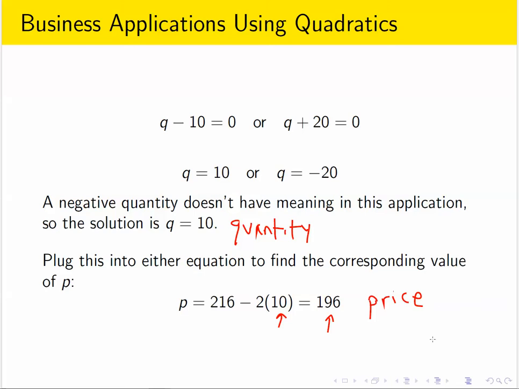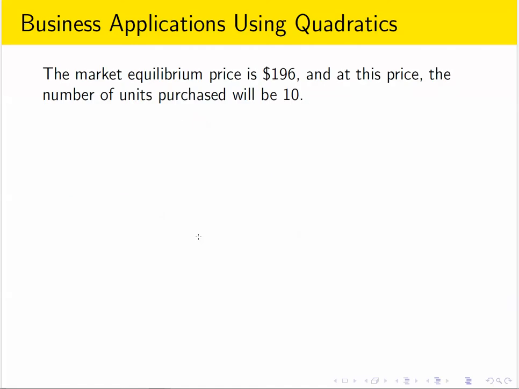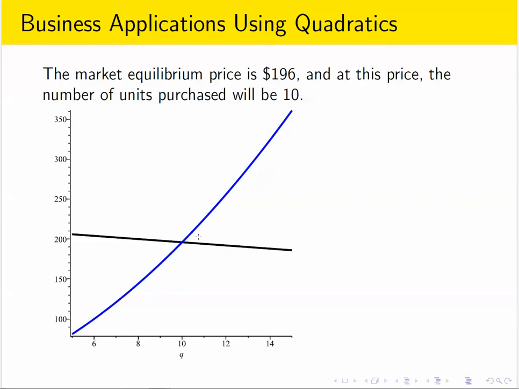So what we've figured out here is at a price of 196, there'll be a demand for 10 units, and that will exactly match the supply that's available when the price is 196. So that is called the market equilibrium. Supply and demand are equal when the price is 196. In that case, the number of units that are supplied and demanded will be 10. And we can illustrate this again with a graph.